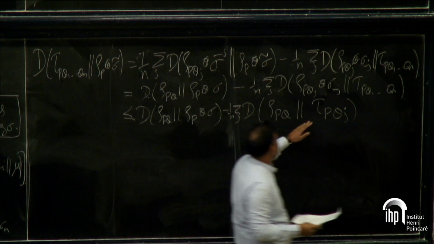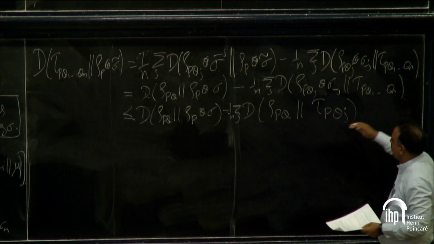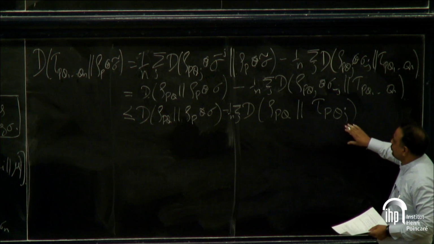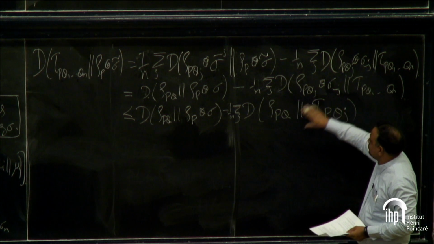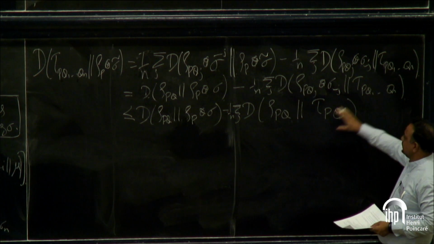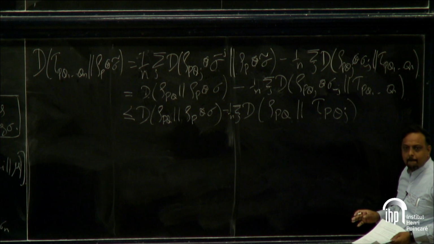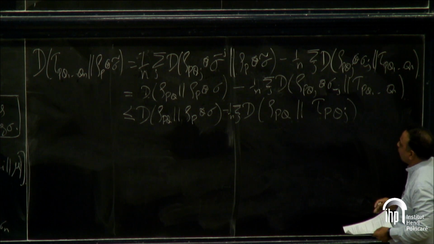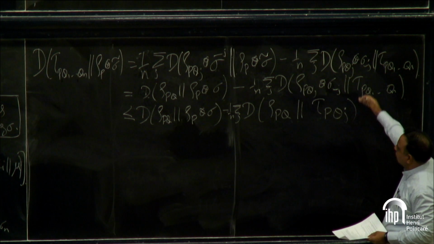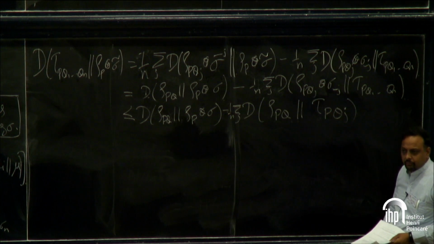Right? So if we just trace out everything else and only keep the jth system and P, what we'll have here is rho_{PQ}, and what we'll have here is tau_{PQ_j}. And the relative entropy here will only decrease, but it's a minus sign, so it's going in the right direction. Okay?